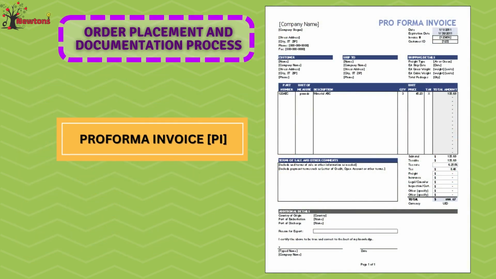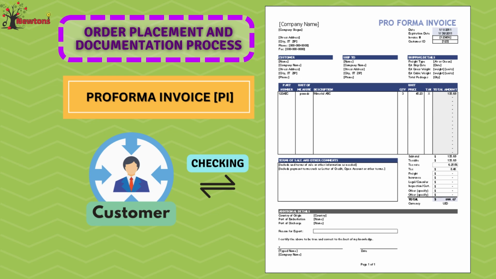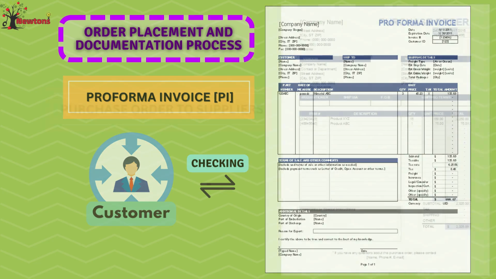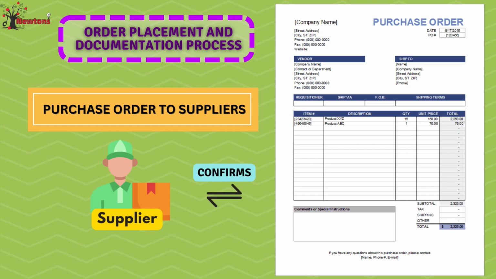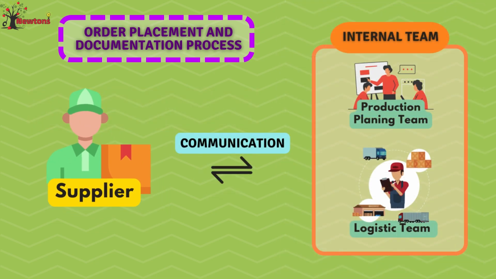The customer then checks this document and if everything is correct, sends an official purchase order to the supplier. It looks something like this. After receiving the purchase order, the supplier confirms the order and starts internal communication with the production and logistics teams for production and dispatch planning respectively. ERP, Enterprise Resource Planning Systems, are commonly used to facilitate these processes.